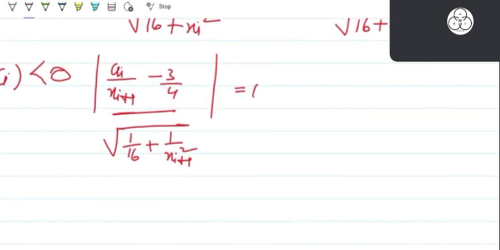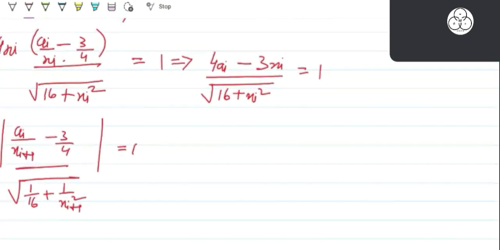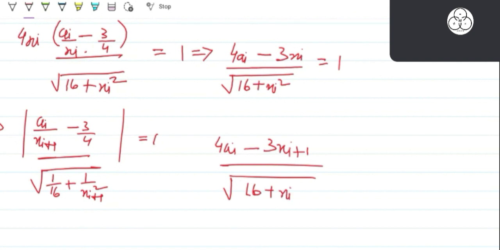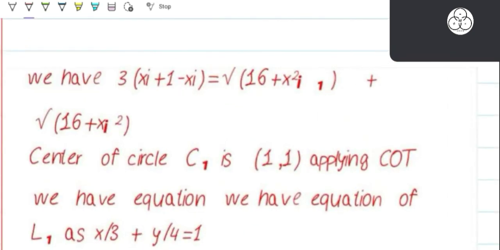Just transfer the sign there and write the simplified form here. This is equals to 1. Here we will have 4 Ai minus 3 xi plus 1, 16 plus xi plus 1 whole square. There will be a negative sign, equals to 1. Fantastic. Now what's our second step? We'll add these two equations, which will give us a kind of recurrence relation. After adding these two equations, we'll get this kind of a recurrence relation.